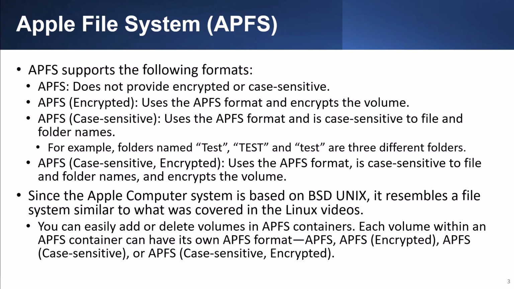APFS supports the following formats: APFS, which is not encrypted or case sensitive; APFS encrypted, which uses the APFS format and encrypts the volume; APFS case sensitive, which uses the APFS format and is case sensitive to file and folder names. For example, folder names Test with a capital T, TEST all capitals, and test all lowercase are three different folders. APFS case sensitive encrypted is case sensitive to file and folder names, and it encrypts the volume.